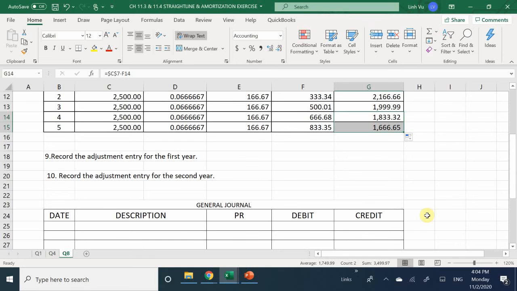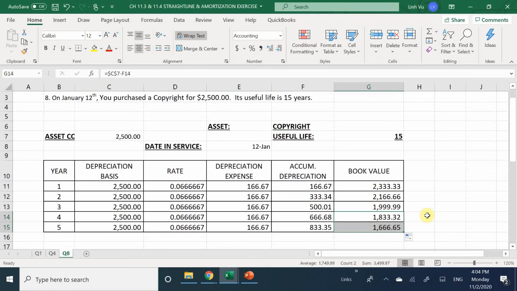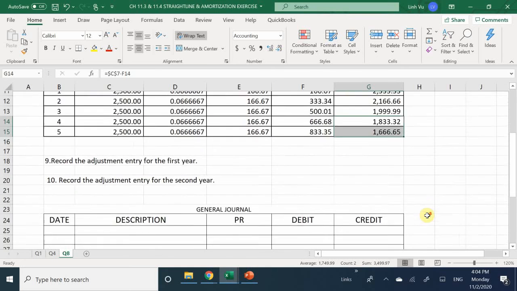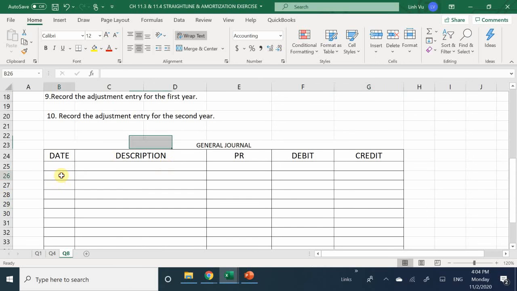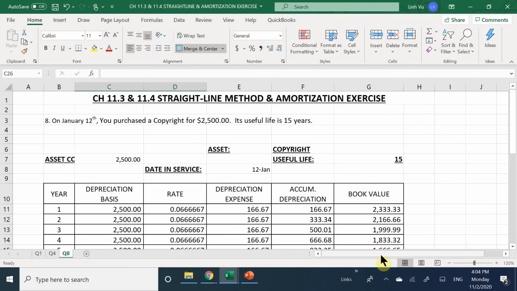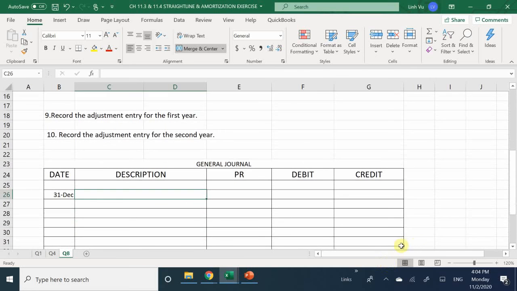The next set of questions, number 9 and number 10, is to record the adjustment entry for the first year and the second year. As you know, they look identical. So what is going to be my journal for my adjustment for the first year? December 31st. The first year is going to be 166.67, and this is the amortization expense.